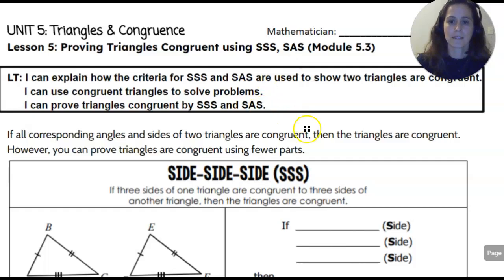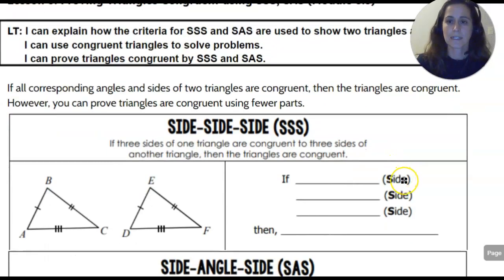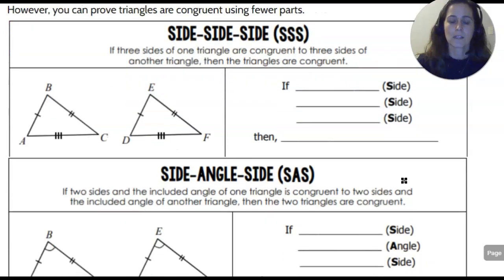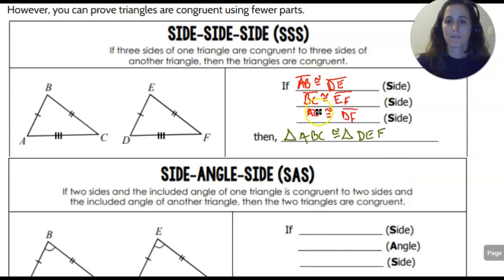We're going to talk about SSS first, and SSS stands for side, side, side. It's when all 3 sides of one triangle are congruent to the 3 sides of another triangle. If we take a look at the markings, we see that AB corresponds to DE, BC corresponds to EF, and AC corresponds to DF. So if we have all 3 corresponding sides congruent, then we can say that triangle ABC is congruent to triangle DEF.